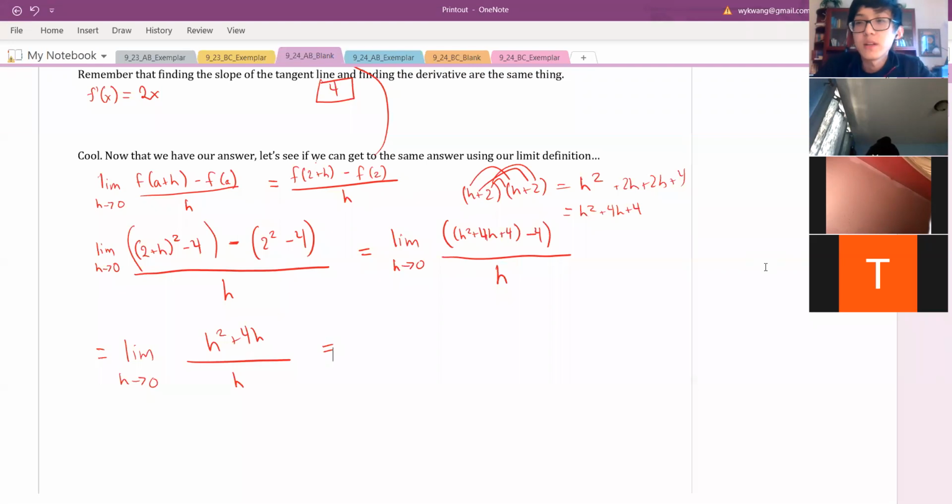Now I would like for someone to, in chat, suggest what our next idea might be. We have h squared plus 4h over h. What can we do to simplify this even more? Awesome, Brianna, you want to come off of mute and explain what you mean by that?